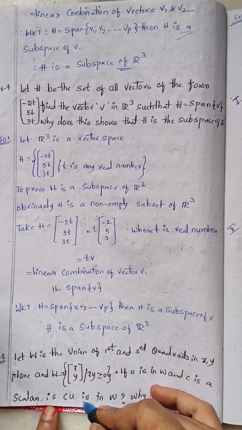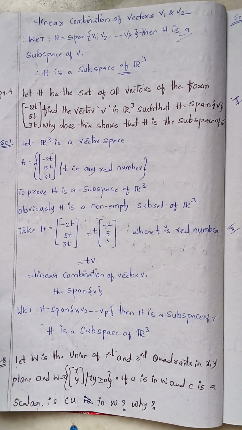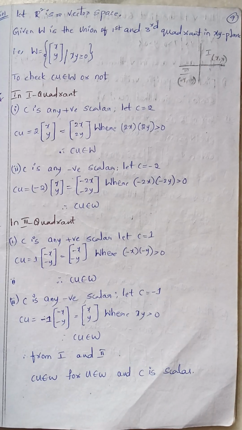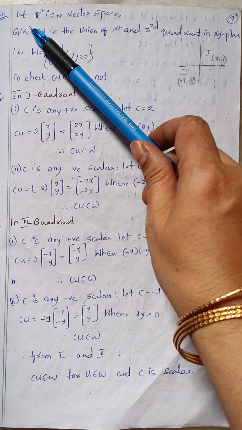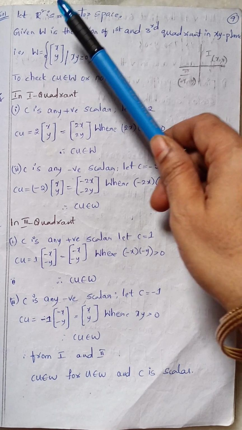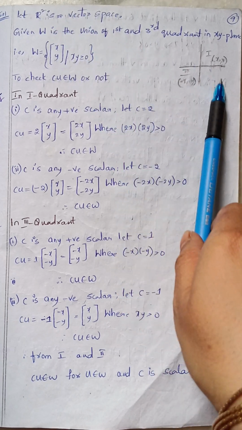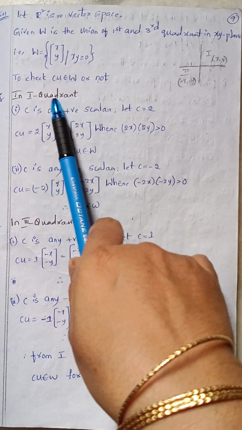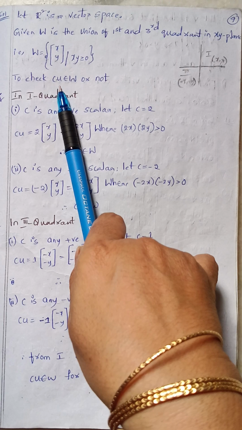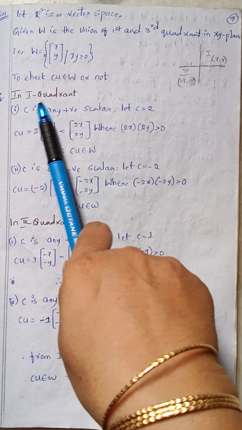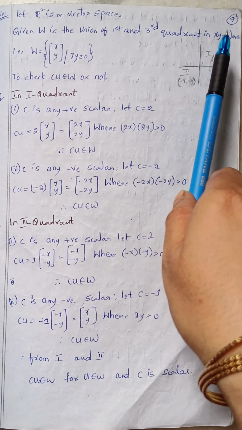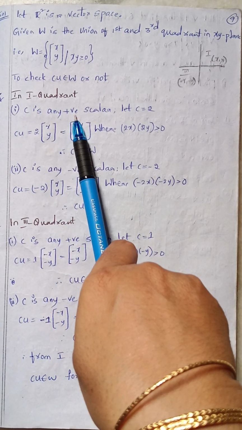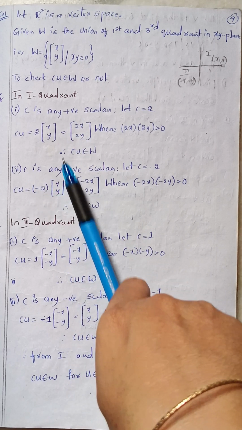Then is cu in W? So scalar multiplication is possible or not, let us check. Given that R2 is a vector space because it has two entries, and it is in either the first or third quadrant whose product is always positive. So to check scalar multiplication, whether cu belongs to W or not. Suppose we are taking a vector in the first quadrant, and take any scalar c first. If it is positive, what will happen? If it is negative, what will happen?